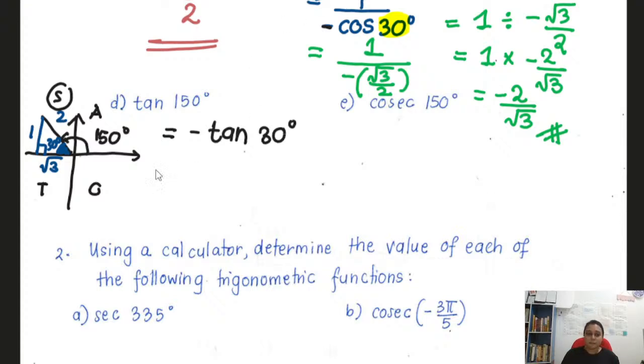Okay, then only what is tangent? Opposite over adjacent. Oh, opposite is 1. Adjacent is root 3. So, negative 1 over root 3. You get it in value form already. Okay.